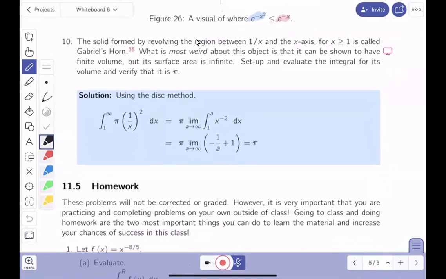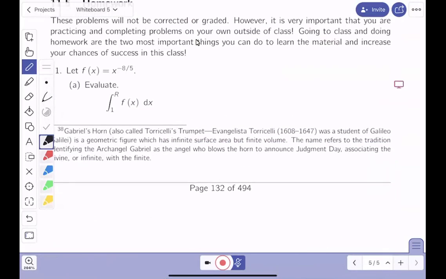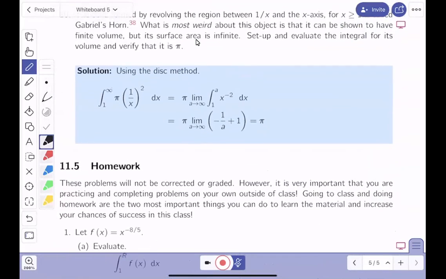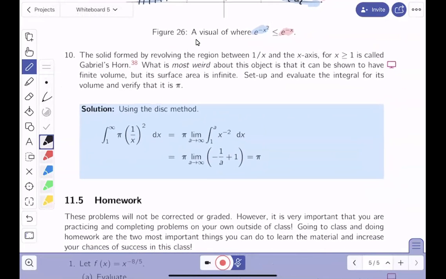Okay, so next thing up, number 10, last question. It says the solid formed by revolving the region 1 over x and the x-axis for x greater than or equal to 1 is called Gabriel's horn. A little footnote over there. If you want to read about that, you can. And then it says, what's most weird about this object is that it can be shown to have finite volume, but its surface area is infinite. Set up and evaluate an integral for its volume and verify it's pi.